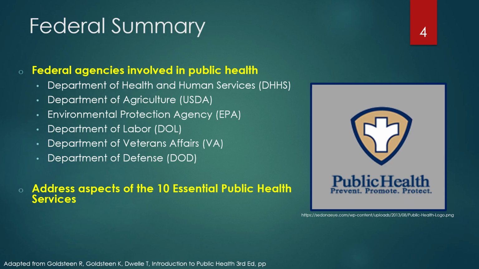Federal departments involved in important aspects of public health include the Department of Health and Human Services, DHHS, Department of Agriculture, USDA, Environmental Protection Agency, EPA, Department of Labor, DOL, and Departments of Veterans Affairs, VA, and Defense, DOD. Each one participates in some aspect of the 10 essential public health services designed to promote equitable access to conditions that promote health.